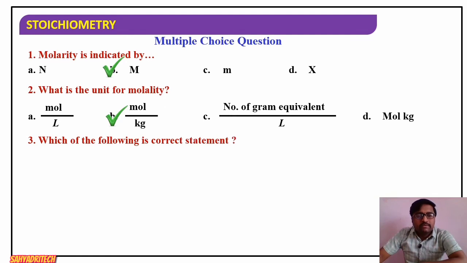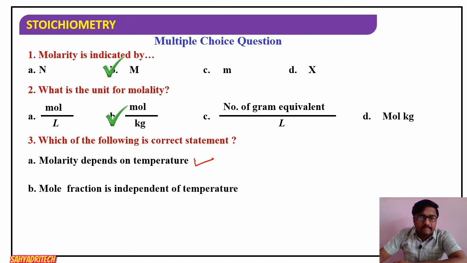Third one, which of the following is a correct statement? Option A: molarity depends on temperature. Is it correct or not? Yes, it depends on temperature, a true statement. B: mole fraction is independent of temperature. Yes, it is a ratio of numbers, therefore it is independent of temperature, it is also correct. Then option C: M is equal to the number of moles of solute divided by the volume of solution V in liter. Is it correct or not? Yes, this ratio is also correct. Molarity capital M is equal to n by V in liter. Then what is the answer here? All options are correct, so option D is correct.